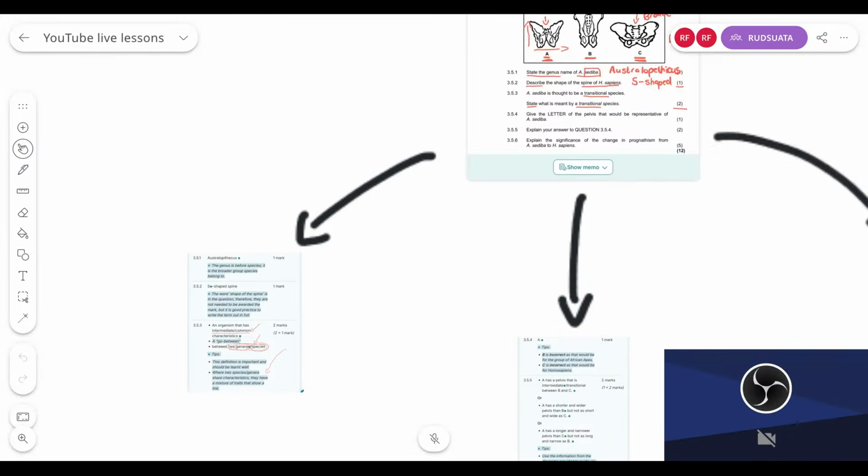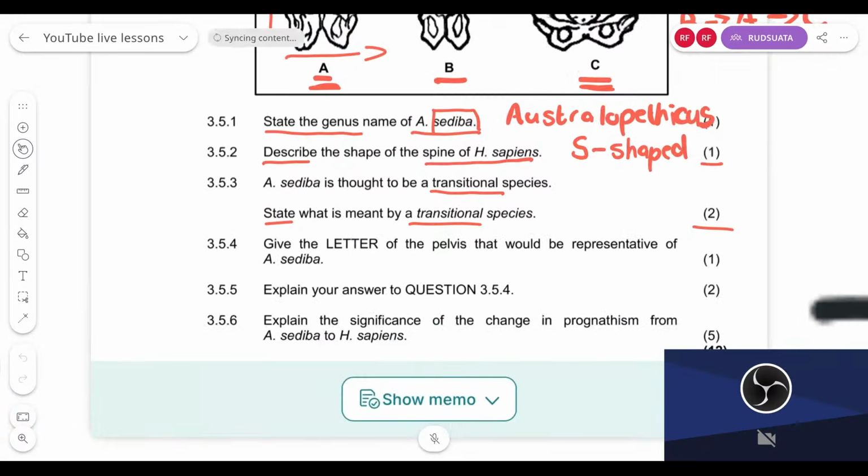Now, if I go back to the question, you may notice it says state. It's not explain. You don't need to explain yourself. So luckily, it's just making 2 stated points. One, it's an organism that is found in between 2 genera or 2 species, and it shows characteristics of both. That's your statement, and you leave it as is. For number 5, this is also a simple one.